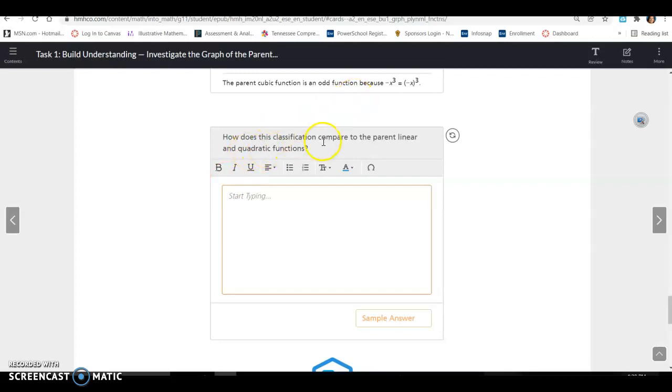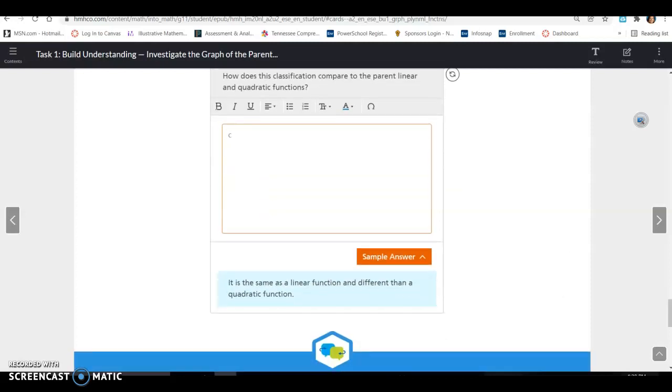All right, how does this classification compare to the parent linear and quadratic functions? So it's going to be the most similar to the linear function and different from the quadratic function, which is what it says here as well. That's all for task 1. If you have any questions, please let me know.